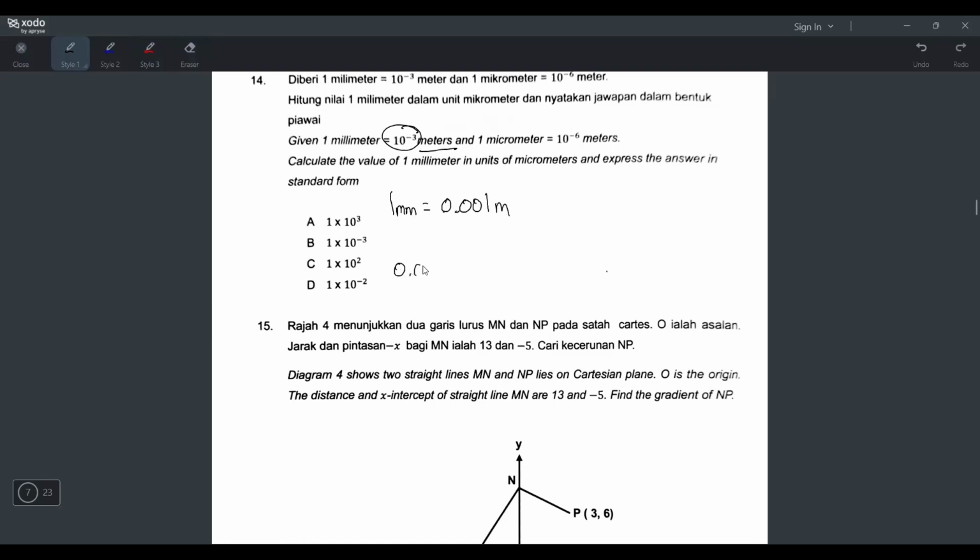Which is correct, because if you want to convert meter to cm, you have to times 100, right? And then if you want to convert cm to mm, you times 10. So you end up with 1 millimeter. So this is correct. Okay, this is correct.